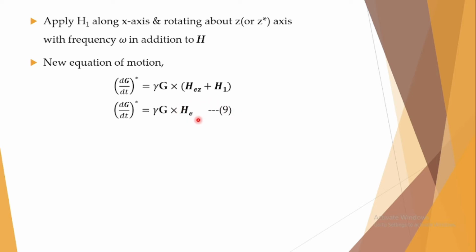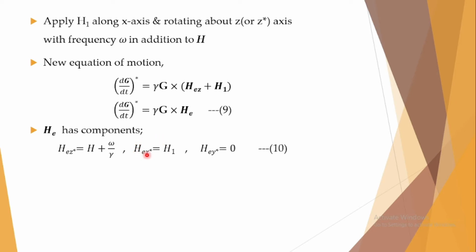Now if we look at this He, it has certain components along different directions, that is along the x, y and z directions. Along x we denote it as Hex star equals h1, because we have applied the alternating field along the x direction. Then along the z direction, Hez star equals h plus omega by gamma, which we have seen in the previous slide. And along the y direction, the field will not have any component. So Hey star will be equal to 0. These are the components of the final effective field, that is after application of both the static as well as the alternating field.